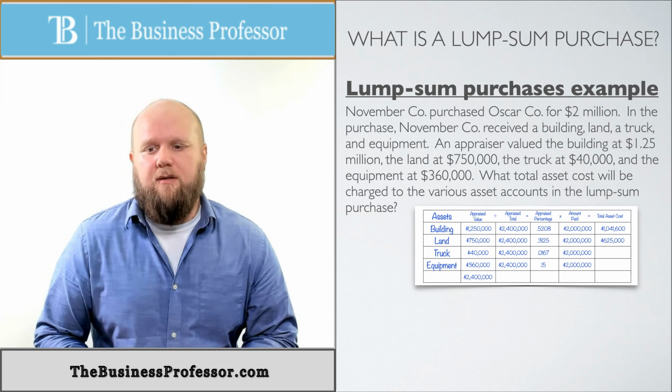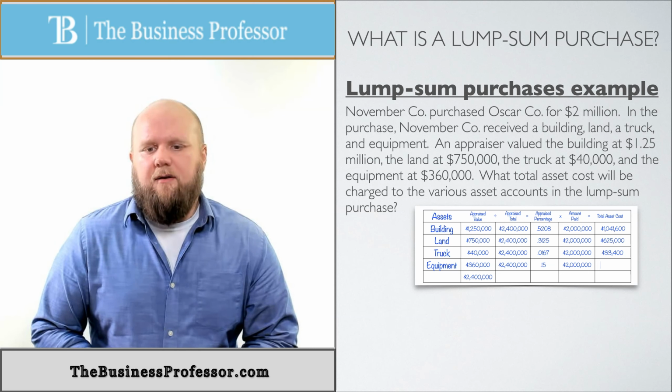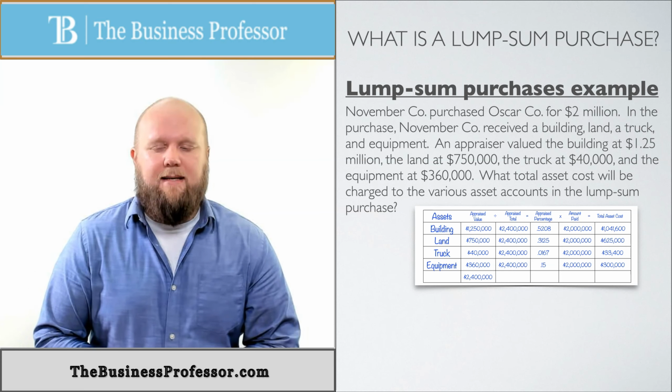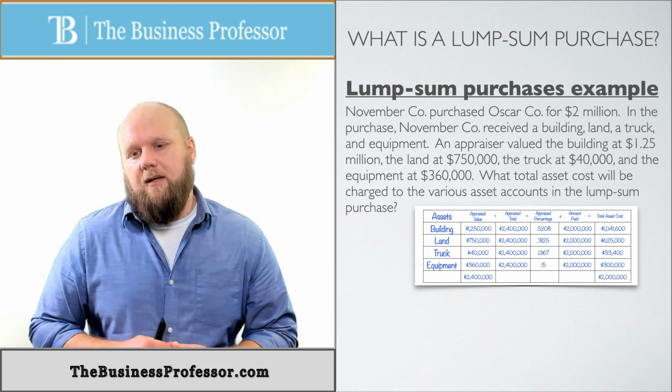Land is going to give me 625,000. Truck is going to give me 33.4, and finally, equipment is going to give me 300,000. If I add all of those up, my total asset cost, that will give me the 2 million that I originally paid. That is how you do a lump sum purchase.